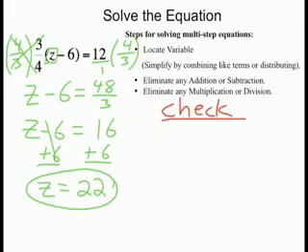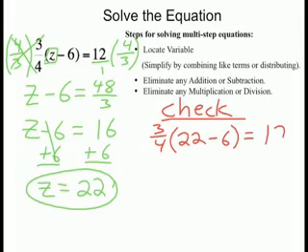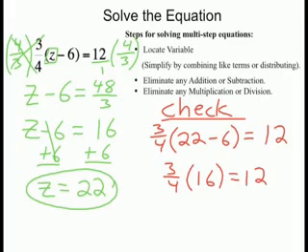Now we must check our solution. So we're going to take z, which equals 22, and substitute that back into the original equation. So we have 3/4 times the quantity 22 minus 6 equals 12. And now we use our order of operations to evaluate the left side. So 22 minus 6 equals 16. So we have 3/4 times 16 equals 12.